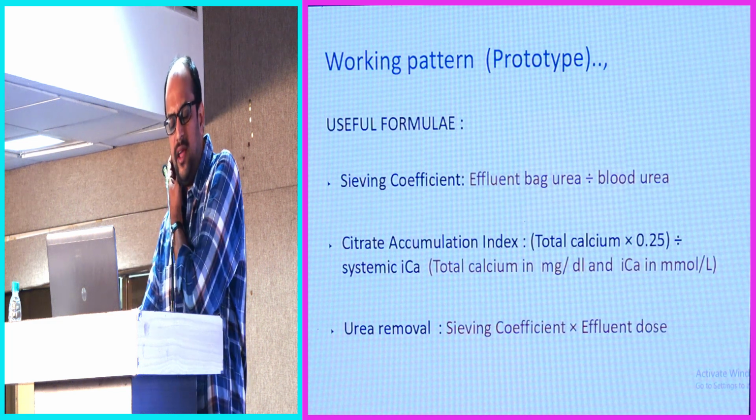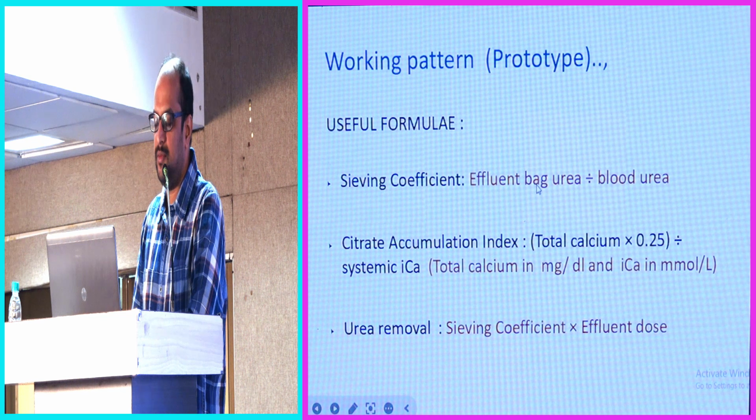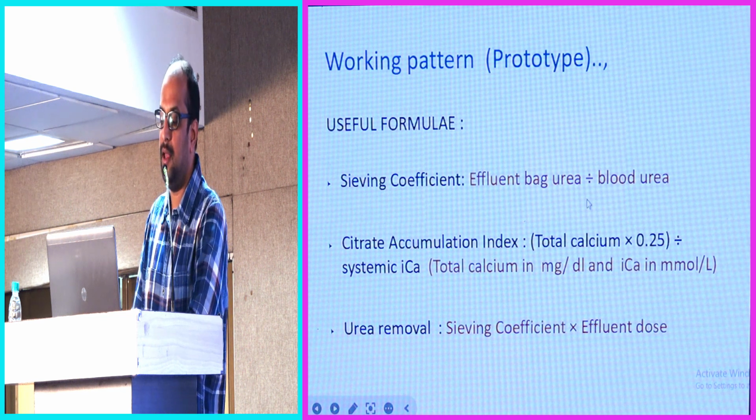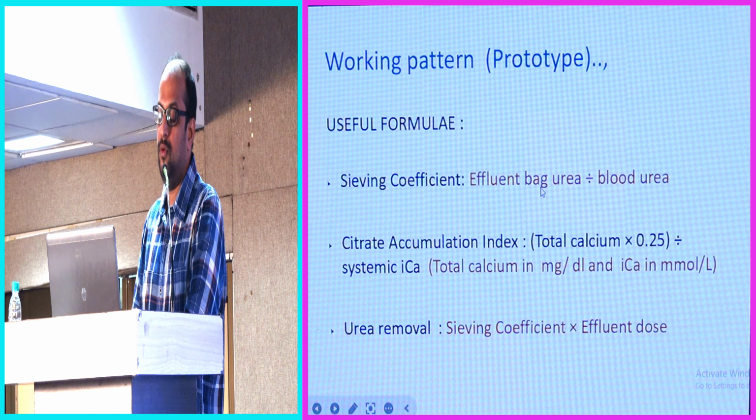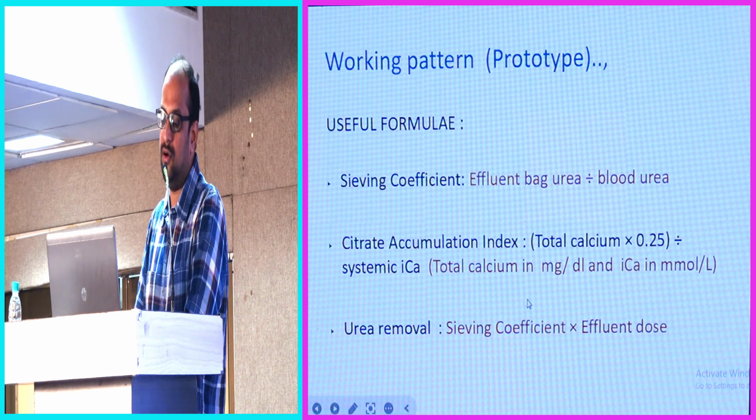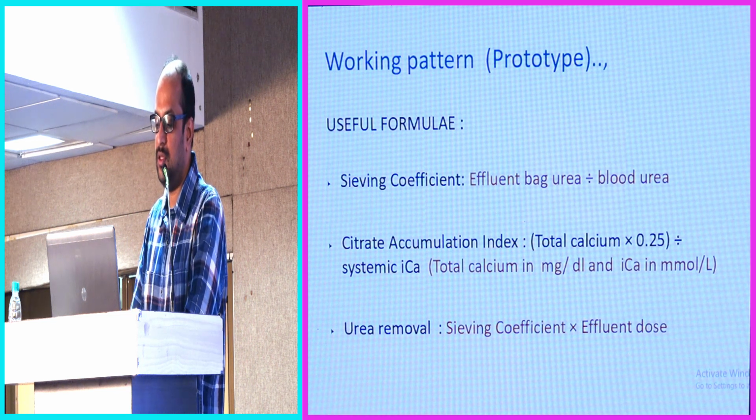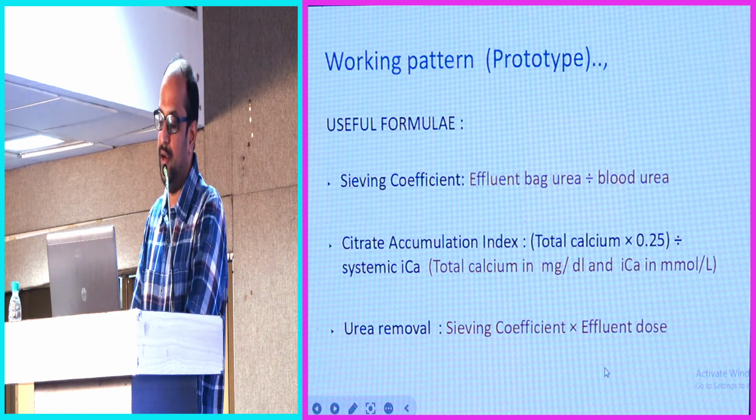The other formula that I was discussing, sieving coefficient, will be almost like the bag urea divided by blood urea, and we may need to keep this at more than 0.7. Citrate accumulation index is a very important tool. We may need to monitor it daily in the morning if someone is on citrate anticoagulation. It is total calcium into 0.25 divided by systemic ionized calcium. And urea removal means the difference between the prescribed dose and the delivered dose. We may need to target almost 80 to 90% of the prescribed dose. This is equal to sieving coefficient into the effluent dose that we are giving.